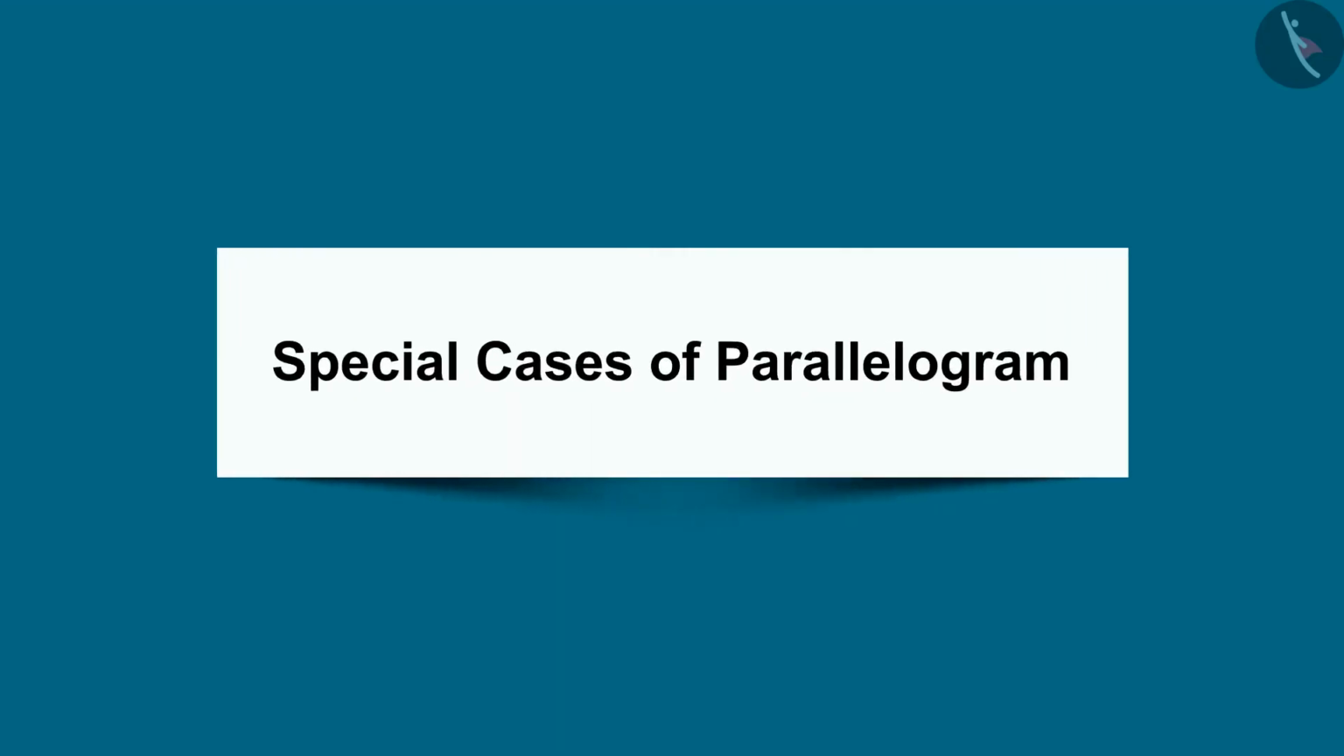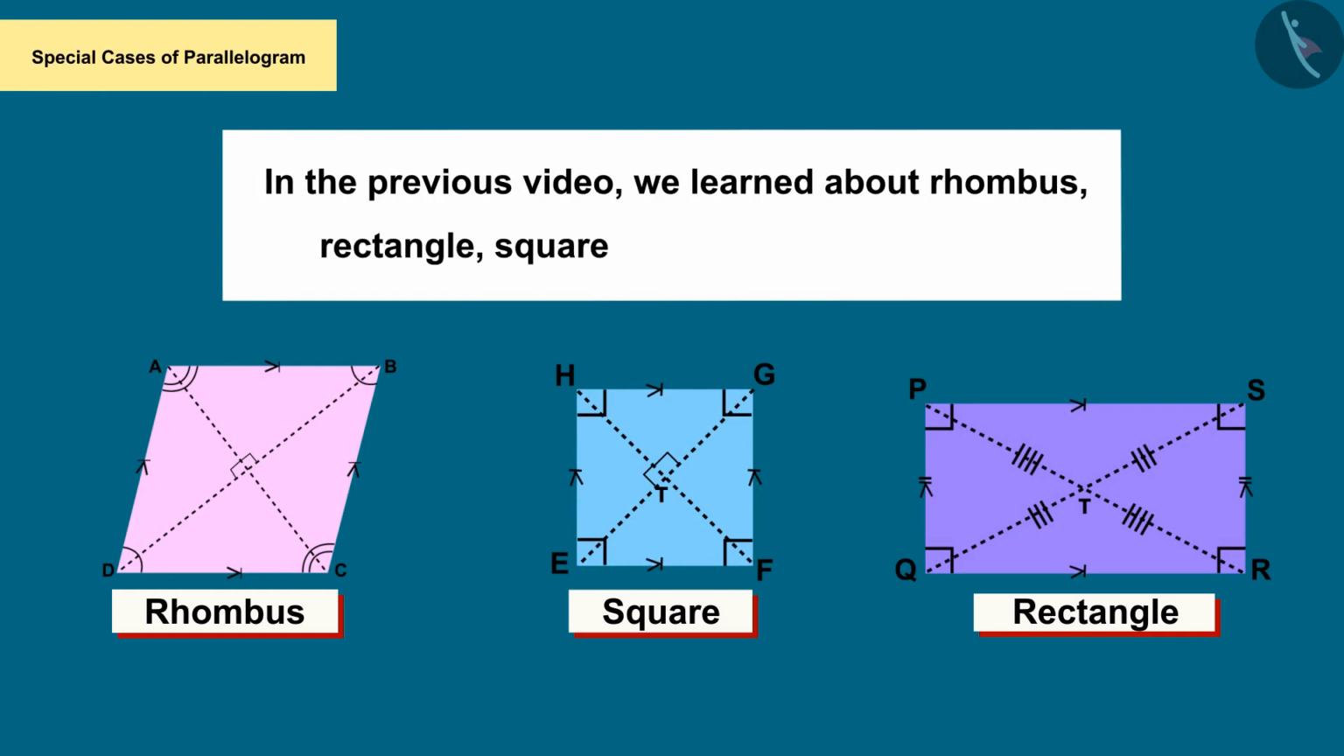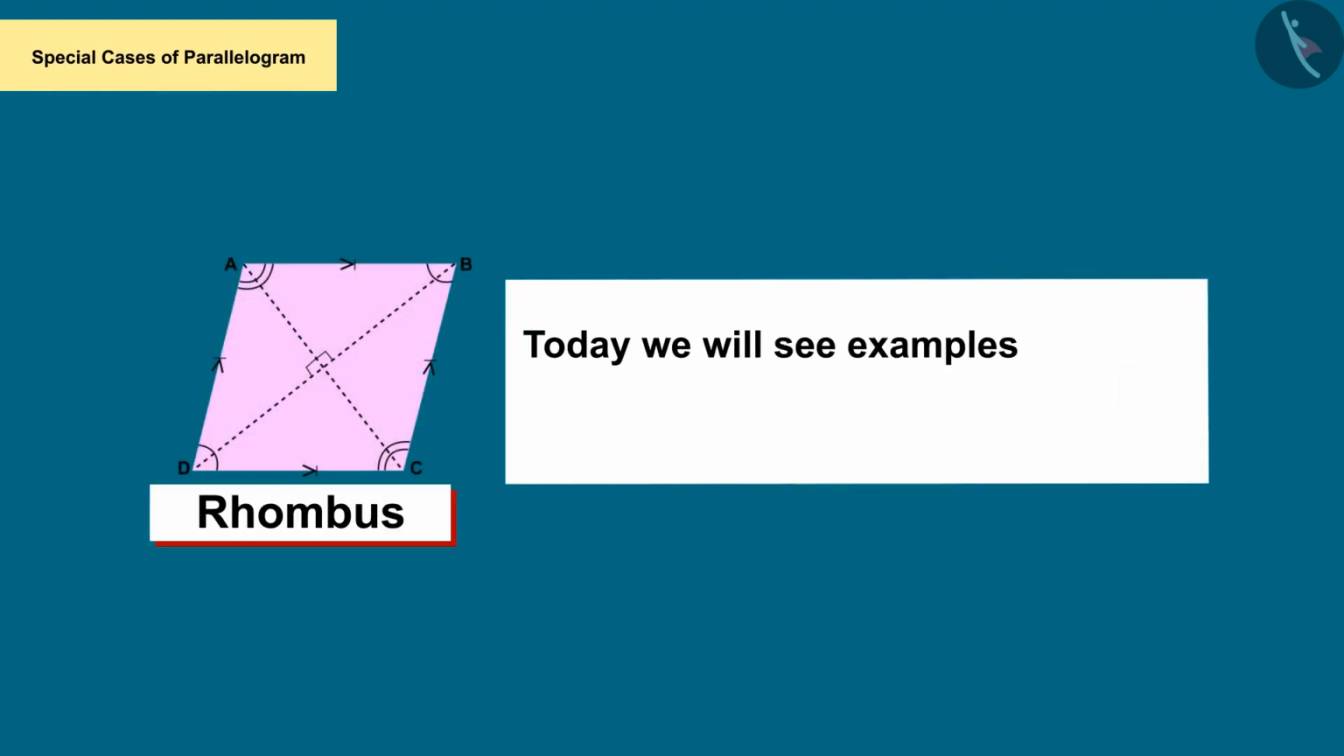Welcome all of you to this video. In the previous video, we learned about rhombus, rectangles, squares and their characteristics. Today we will see examples based on rhombus.